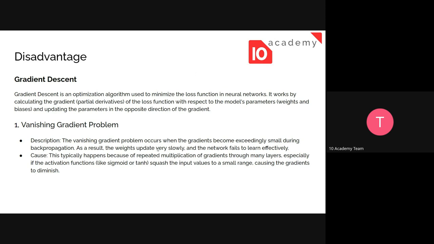So backpropagation, we hope, is going to minimize the loss function in neural networks. It works by calculating the gradient, that is, the partial derivatives of the loss function with respect to the model's parameters.